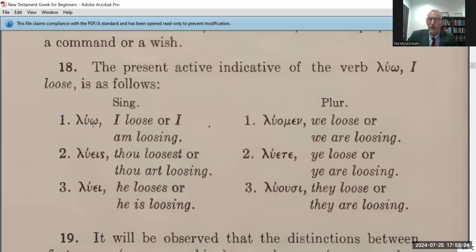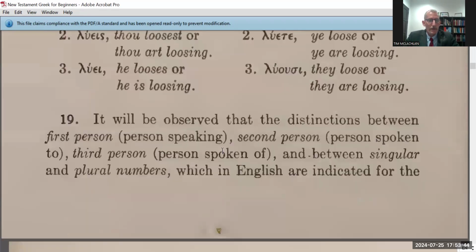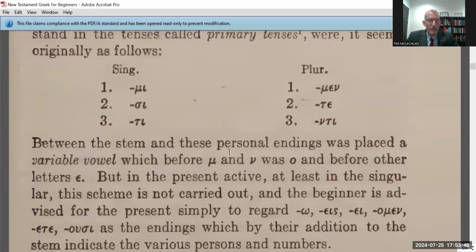Okay, so again, you just need to get used to those endings. If you want to remember, you could say o, eis, ei, for example. But you just quickly go o, eis, ei, omen, ete, ousin. You can do that a few times, but somehow you need to be able to remember those endings and to be able to recognize them. Okay, so that's the first part of the exercise. There's remembering those verb stems.